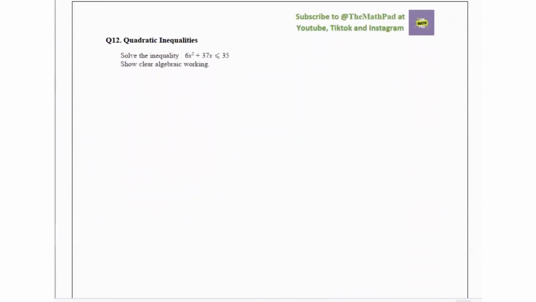Question 12 says, solve the inequality 6x squared plus 37x less than or equal to 35. Show clear algebraic working. I specifically chose this question because it will target two areas: factorizing and solving a quadratic equation, and then solving a quadratic inequality as well. So first things first, we bring the 35 to the other side. 6x squared plus 37x minus 35 is less than or equal to 0.